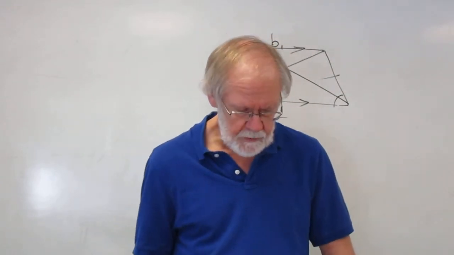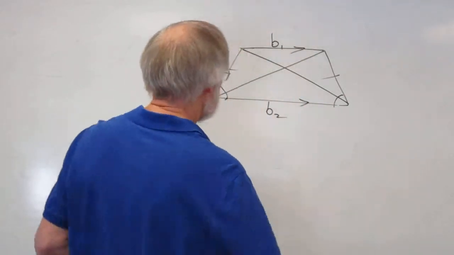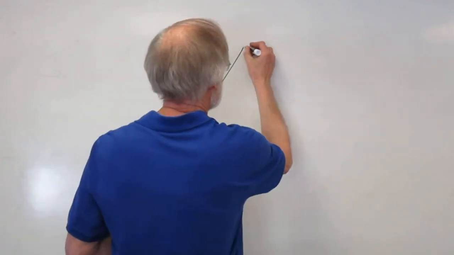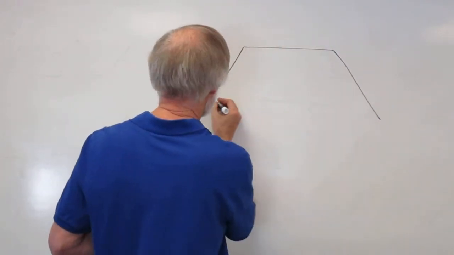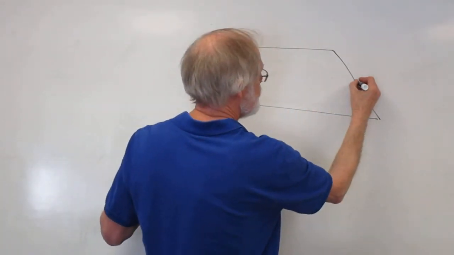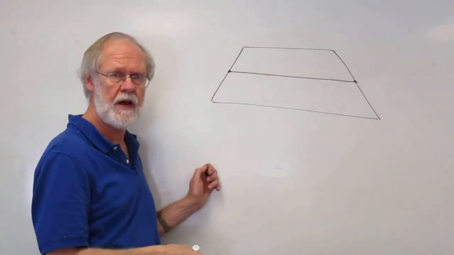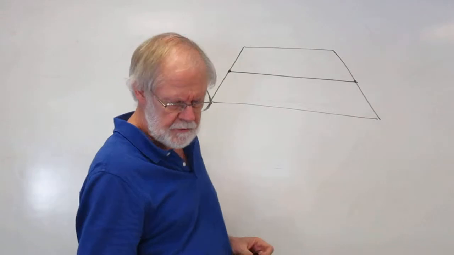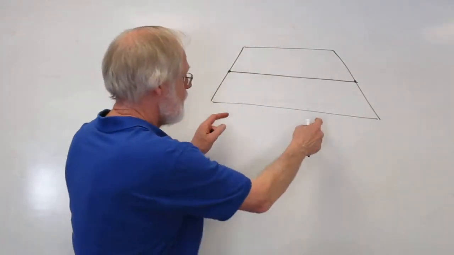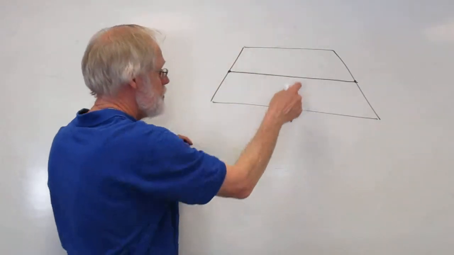All right, let's see. A midsegment. A midsegment of a trapezoid, and this is not necessarily isosceles, is a segment drawn between the two midpoints of the sides that are not the parallel sides. So this is a midsegment. Now, a midsegment has a couple of features. It's parallel to the bases, and it's 1/2 the sum of the two bases.